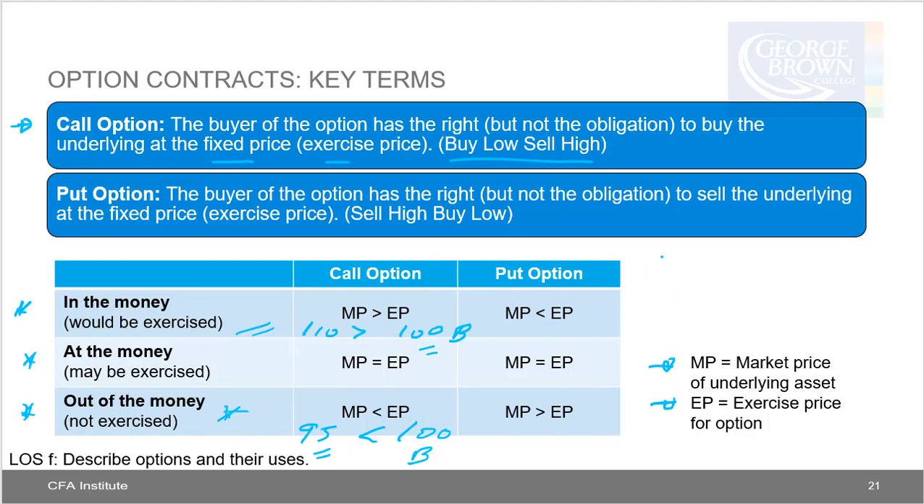If we move to the put option, it's just the opposite, because the put option gives the buyer the right, but not the obligation, to sell the underlying at the fixed price, the exercise price. So what I've written here is sell high, buy low. Buying a put option is similar to short selling. You want the underlying price to go down. You want to sell high and buy low, okay? So with regards to a put option, the option is in the money if the market price is below the exercise price. Again, at the money is the same. And for a put option, it's out of the money if the market price is above the exercise price.